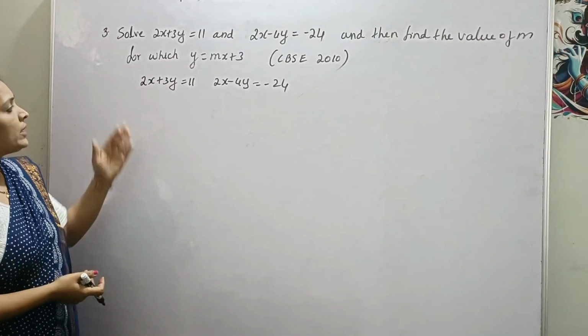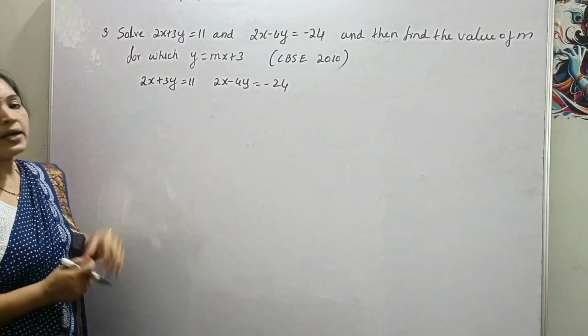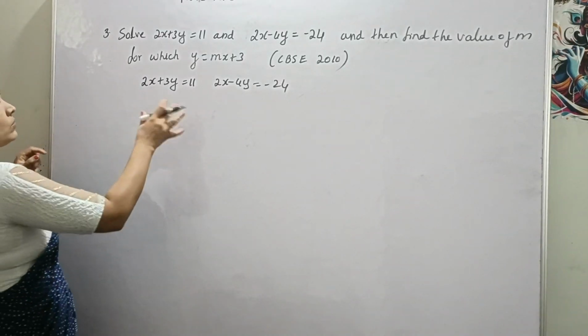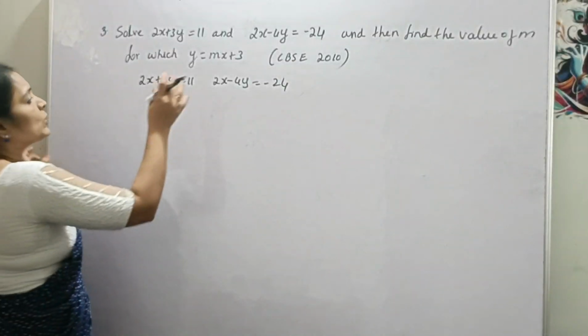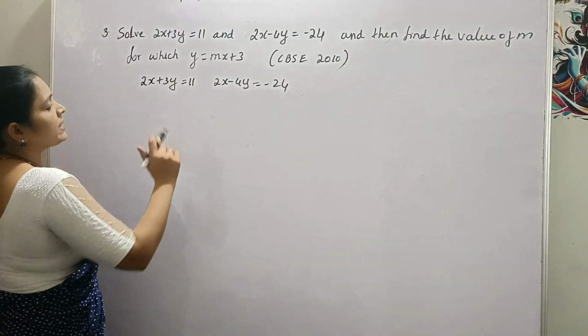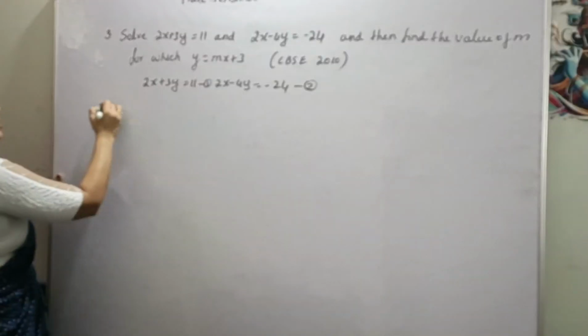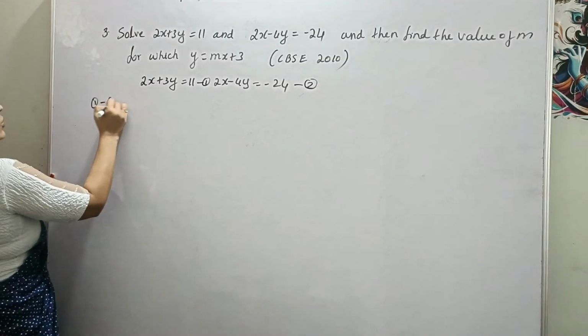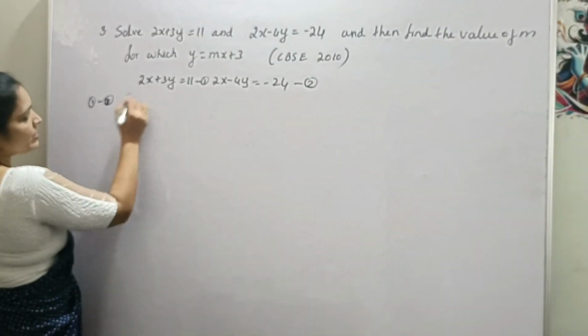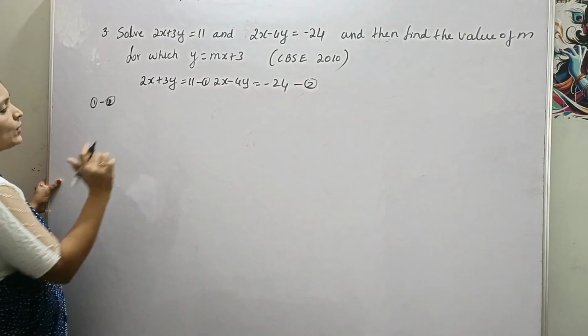Okay, now given equations 2x plus 3y is equal to 11, 2x minus 4y is equal to minus 24. Here coefficients of x are same, right? So no need to change it. So directly we can subtract these equations. Take it as 1, it is 2. Okay. So equation 1 minus equation 2 gives 2x minus 2x 0.